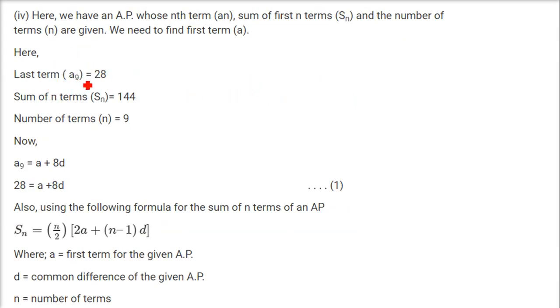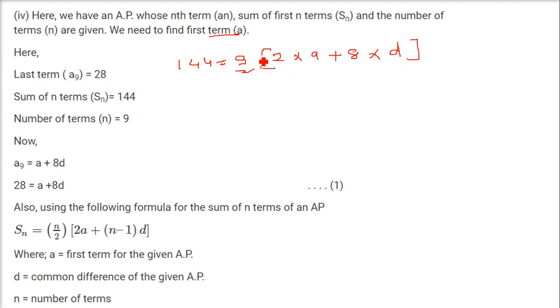Here in this case, the last term a9 is given. That is, the last term is given, the number of terms is 9 and the sum of terms is also given. So what we have to find out is the first term. So everything is given, you can just put it in the formula, you will get it. I'll just do it for you. Sn is 144, so 144 is equal to 9 by 2 into 2a plus n minus 1, 9 minus 1 is 8, into d. Now d is also not known.